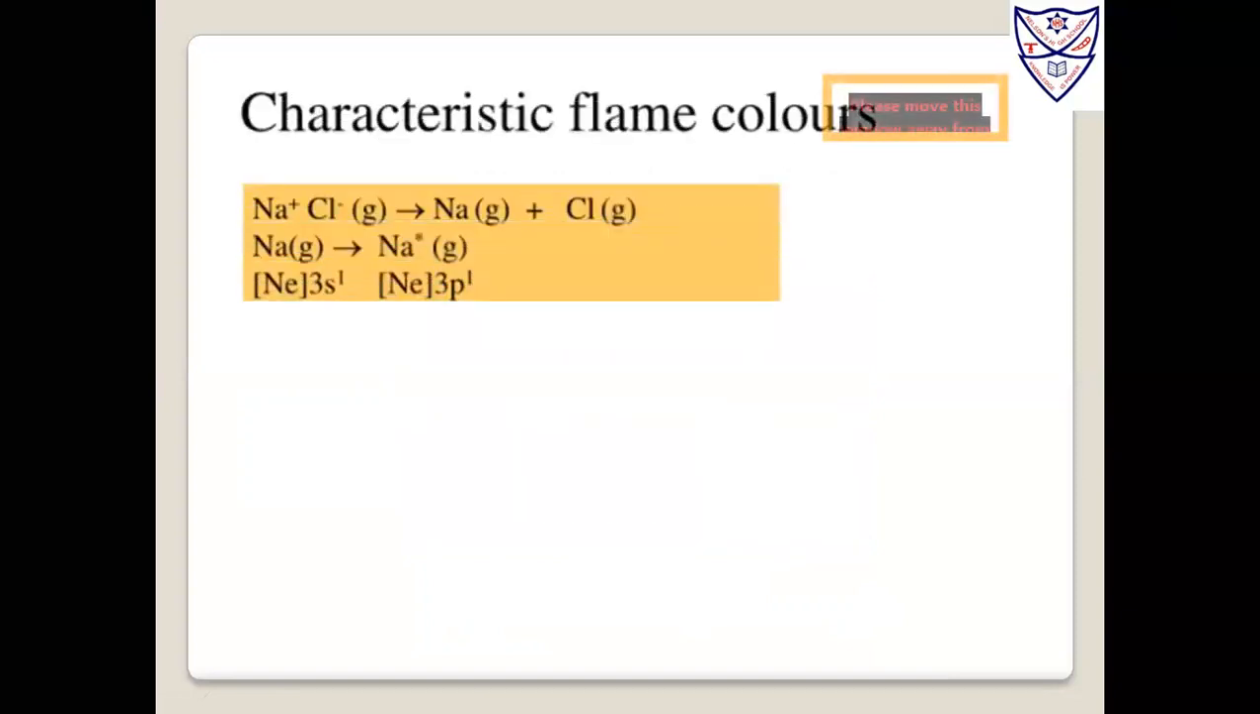Now, characteristics of the flame colors. Sodium chloride, Na+ Cl-, gives Na+ and chlorine. So Na in the gaseous form gives this. So this is the electronic configuration: Ne 3s1, Ne 3p1. So star means what? The configuration changes over here from 3s1 to 3p1.